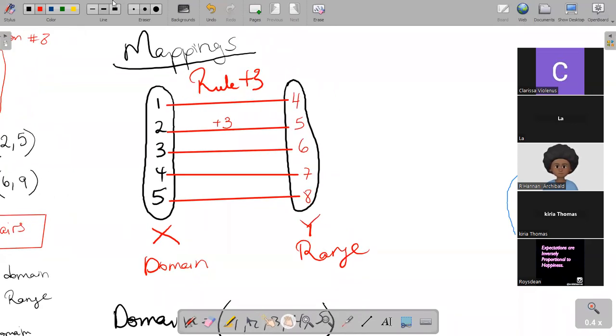Now, I could represent all of these connections as ordered pairs. So who could tell me without me saying it, what would be our first ordered pair? Remember how the ordered pair looks? The ordered pair always looks like what? X first, then your Y. So what would be my first ordered pair?